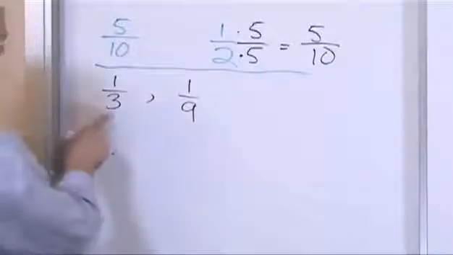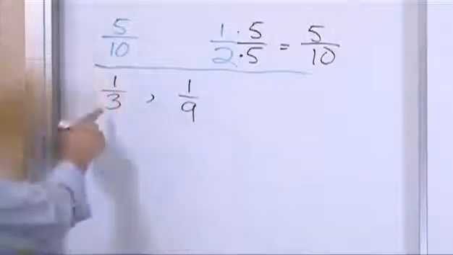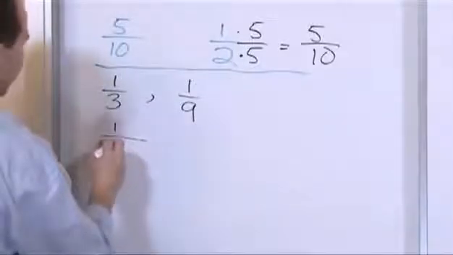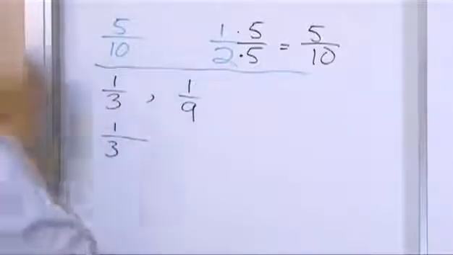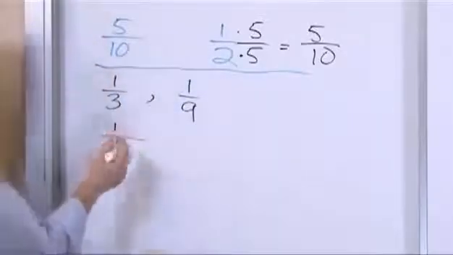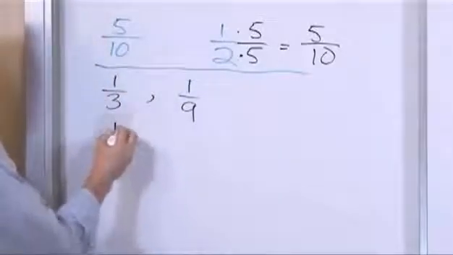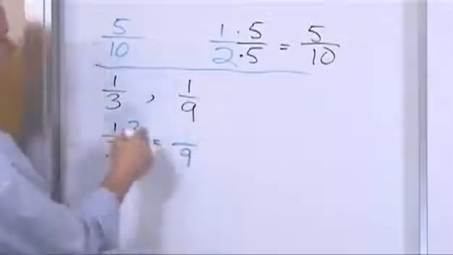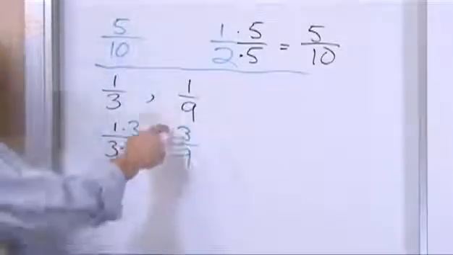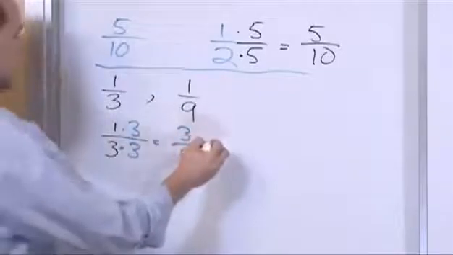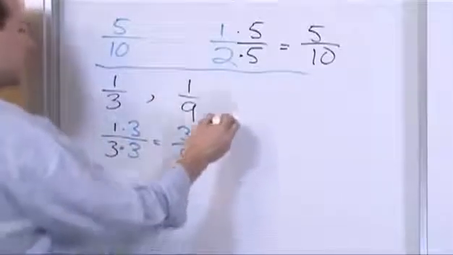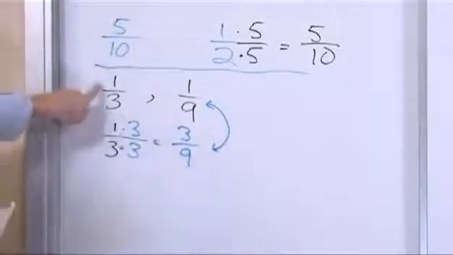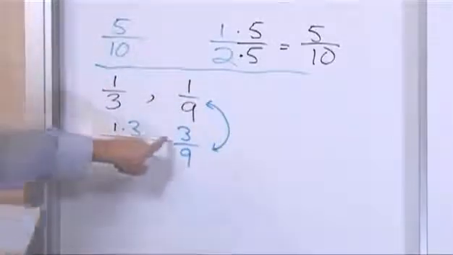Well, right away I look at 3 and I look at 9 and I say, well, 3 times 3 is 9, so what if I just work with this fraction? What if I take 1/3 and multiply the bottom by 3 and the top by 3? Because 3 times 3 is going to give me 9, 1 times 3 is going to give me 3. So this fraction, 3/9, is now in a form that can be directly compared with the other fraction. So this fraction, 1/3, we've transformed it into 3/9.